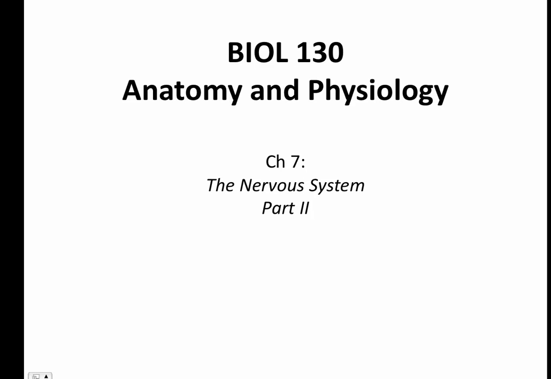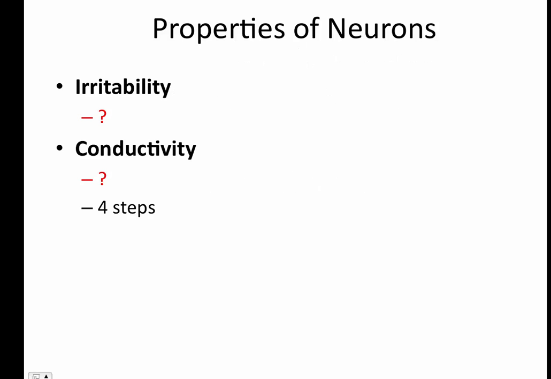In the second video lecture for Chapter 7, we're going to look at the events that generate action potentials. We also call them nerve impulses. And those are the ways that we can propagate a message down the entire neuron. And we're also going to look at the major regions of the brain and describe their general functions.